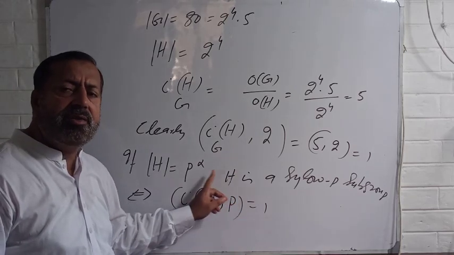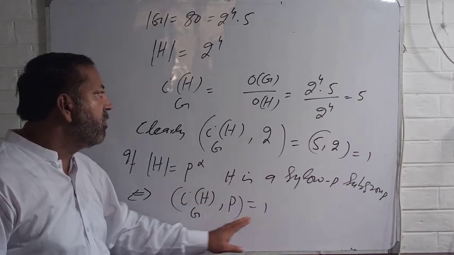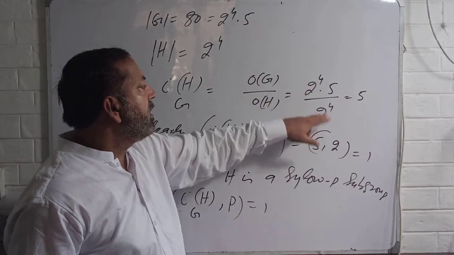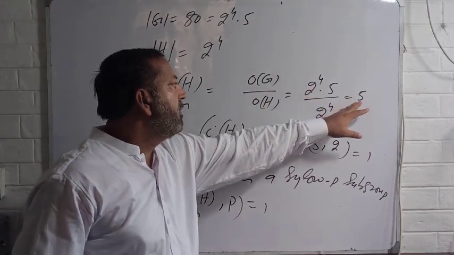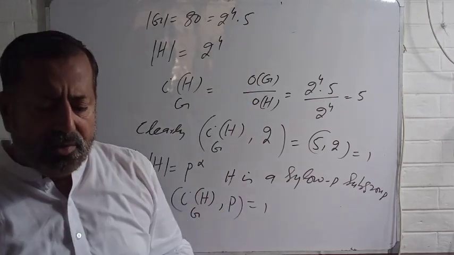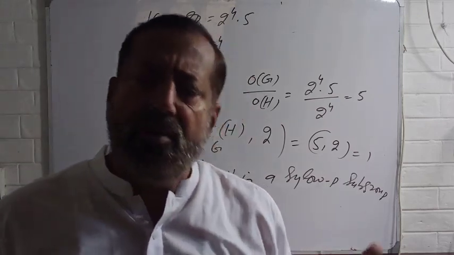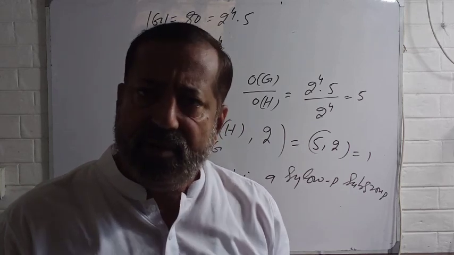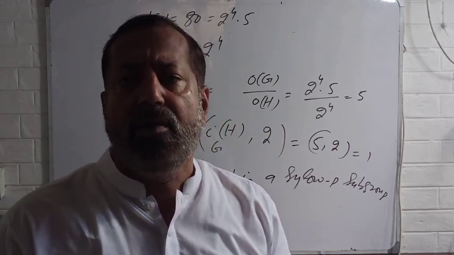So the GCD, the highest common divisor of these two numbers, should be 1. Look at this: 2 power 4 in the order of G, so we cancel out 2 power 4, and this is 5. And 5 and 2 are relatively prime because these are different primes in its canonical form. I mean to say that in its prime factorization, which is also known as canonical form.